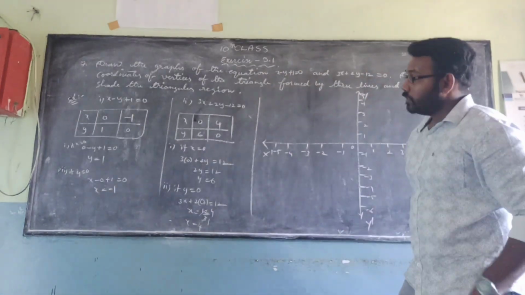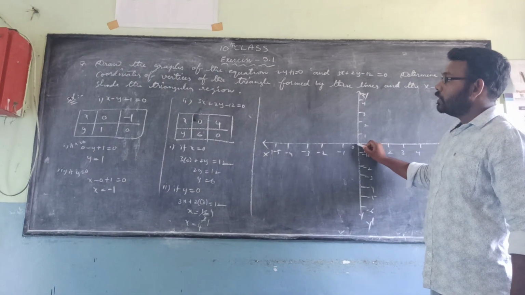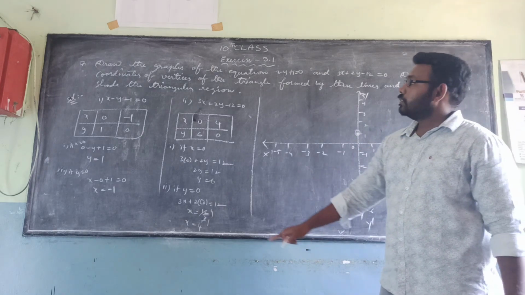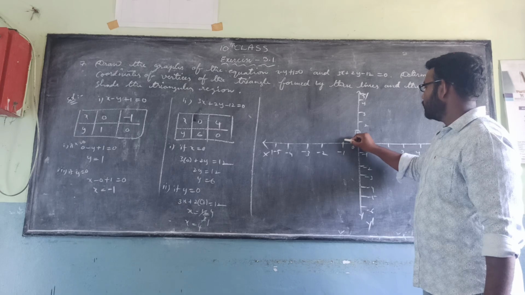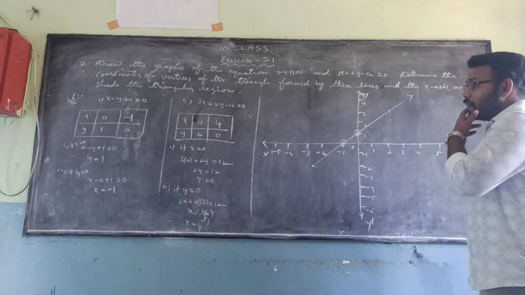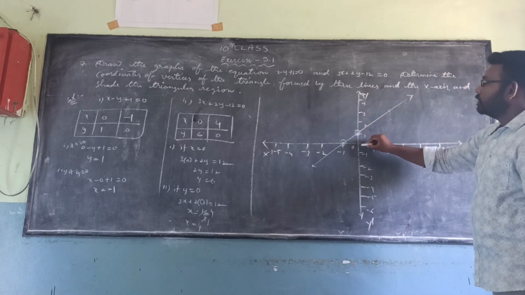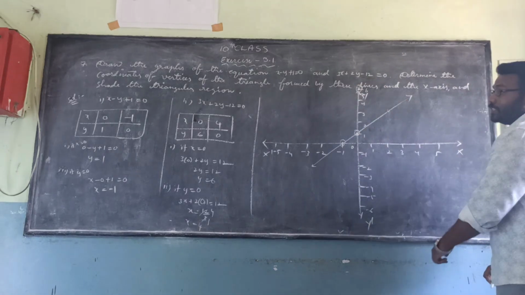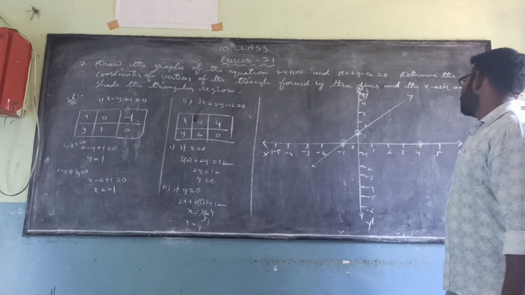So here, first of all, the x coordinate is 0 and the y coordinate is 1. So a point lies here, and x is minus 1 and y is 0. So the point lies here. So if you draw a line, it goes in this way. Now if x is equal to 0, y is equal to 6. So 6 here, the point lies here. If x is equal to 4, y is equal to 0. So the point lies here.